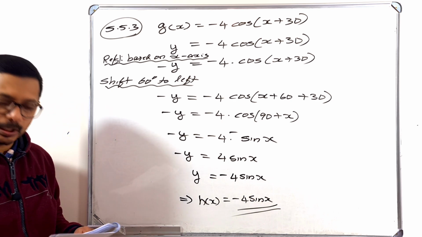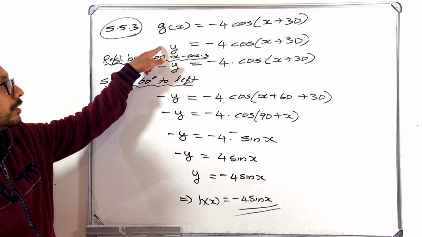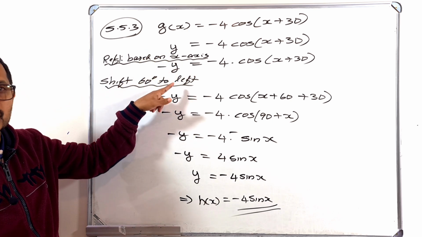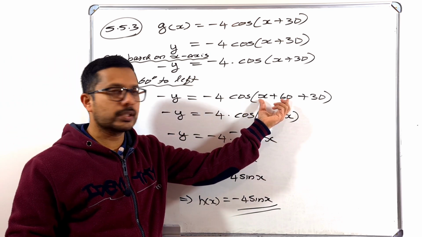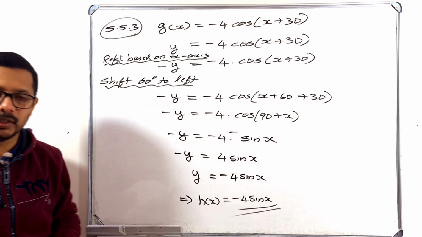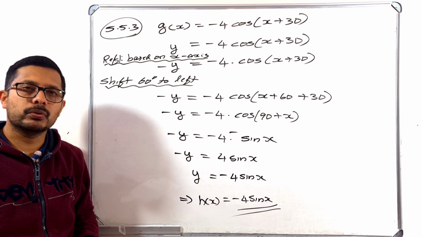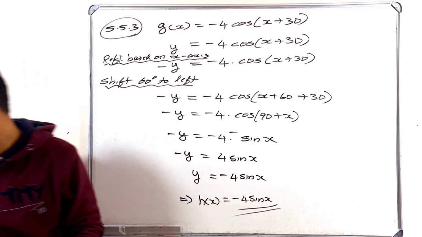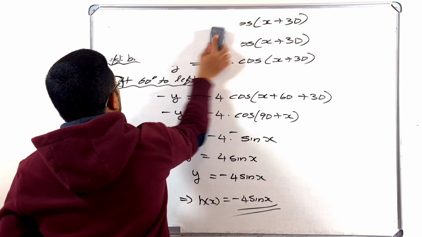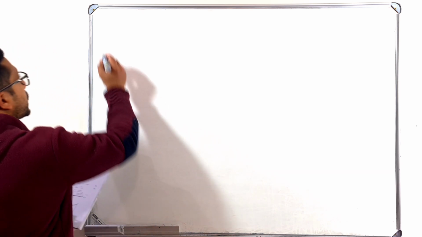So two types of transformation. One is reflection based on the x-axis. We just change the sign of y. Then the second one is shift 60 degrees to the left, that is this x plus 60. Then just a simplification, then we got h of x. So that is question number 5.3. Now let's go to question number 6. Okay, let's go to question number 6. Question number 6.